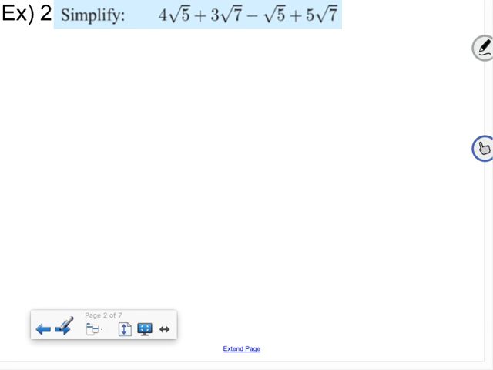Example 2. For simplifying here, again, I'm going to look for things with like bases. So 5, 5. So I have 4 minus 1 radical 5. So I'm going to have 3 radical 5, combining this one and that one. And then I'm going to look at things with base 7. So I have 3 plus 5 of something, and I get 8 square roots of 7.